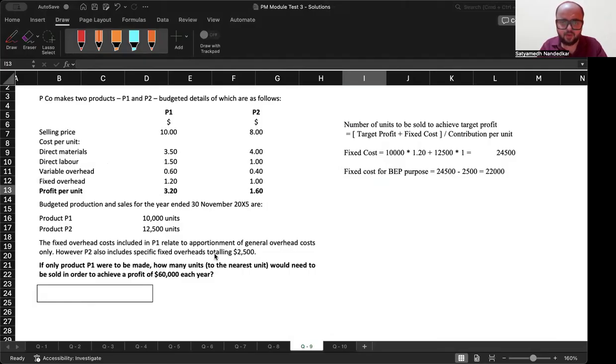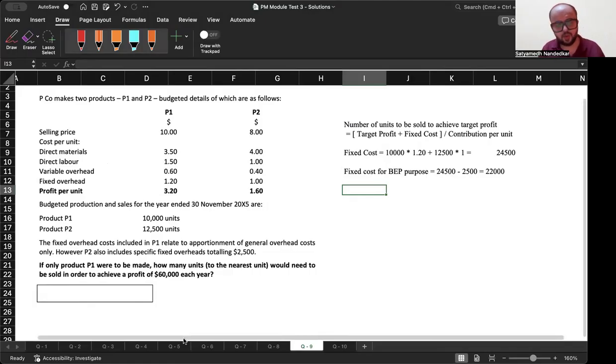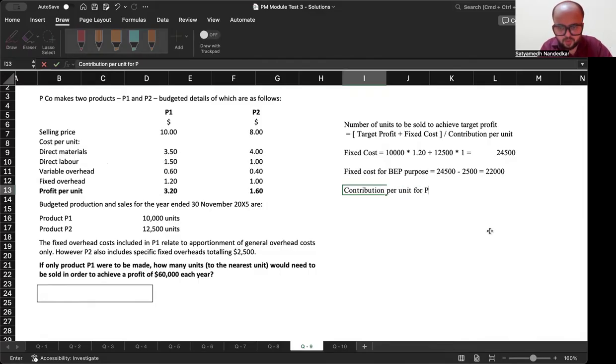Now the question is, how do you calculate contribution per unit? But look at the actual expectation. If only product P1 were to be made, how many units would need to be sold in order to achieve a profit of 60,000? The reason why we subtracted 2,500 is that we only wanted that fixed cost which is common to both the products. Because ultimately we want to calculate something with respect to P1, and that 2,500 fixed cost has not been incurred with respect to P1. Okay, what is the contribution per unit?